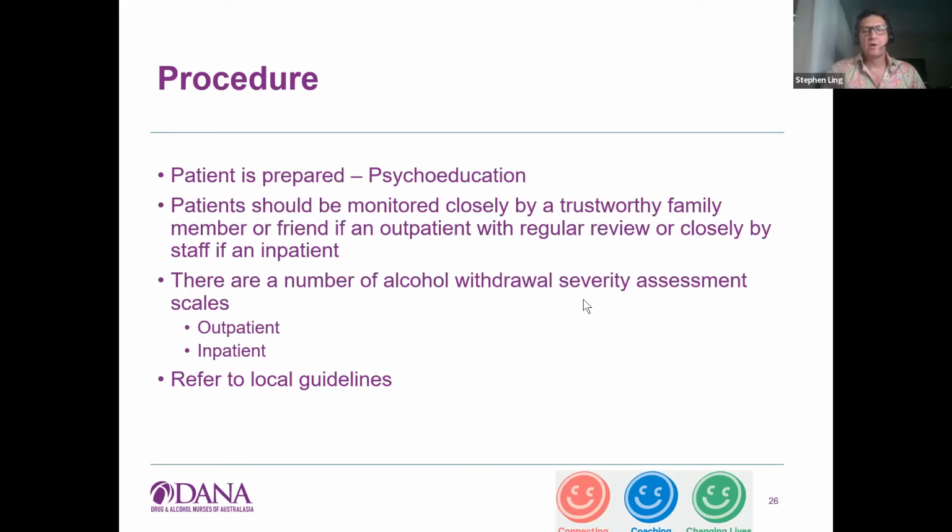There are a number of alcohol withdrawal severity assessment scales out there. Again, I've deliberately not put one here because there are too many to choose from. Really, I would recommend referring to your local guidelines for which scale you choose.